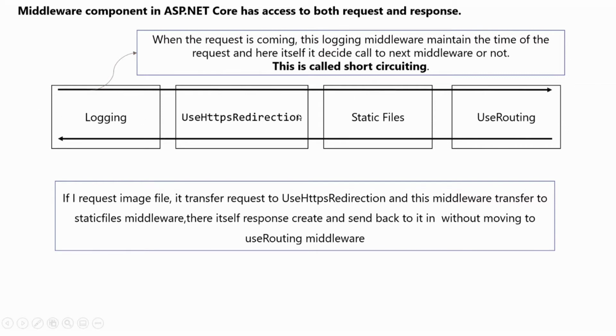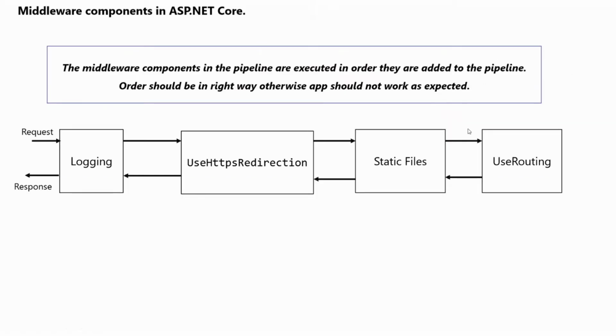If I request an image file, it transfers to the use HTTPS redirection middleware, and this middleware transfers to the static files middleware, and there itself the response is created and sent back without moving to the use routing middleware. This is called short circuiting. The middleware components in the pipeline are executed in the order they are added to the pipeline. The order should be right, otherwise the app will not work as expected.